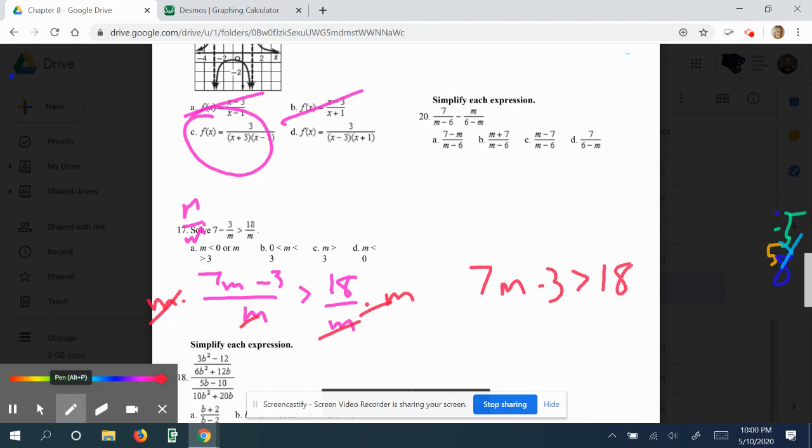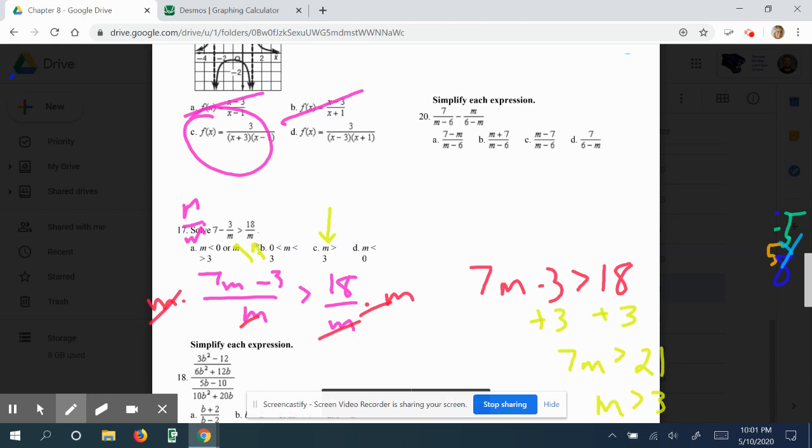Now this should hopefully be an easier problem for you to solve. You add 3, you get 7m is greater than 21. Then m is greater than 3 by dividing by 7, which if you look right here, m greater than 3 is an option. But there's also one that says m is less than 0. Now, you'll notice that if I have something that's less than 0 right here, I'd get negatives, right?